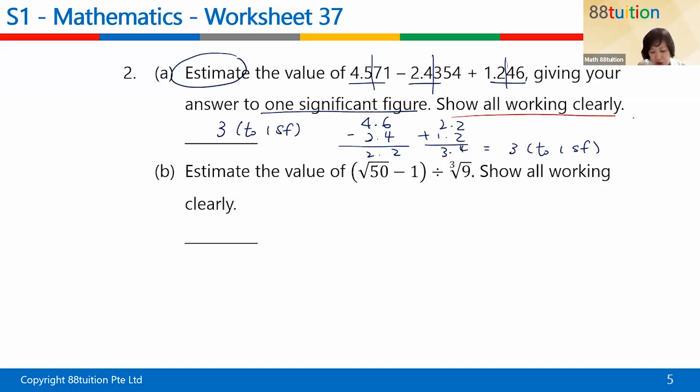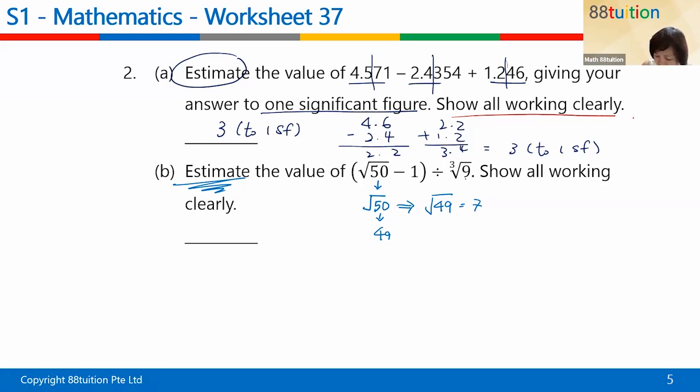All right, next question is to estimate. If you are asked to estimate, that means you don't use a calculator. So you have to do something very near to whatever can be done. For example, when you have the square root of 50, the nearest one, you can convert it to the square root of 49, because the square root of 49 is 7.